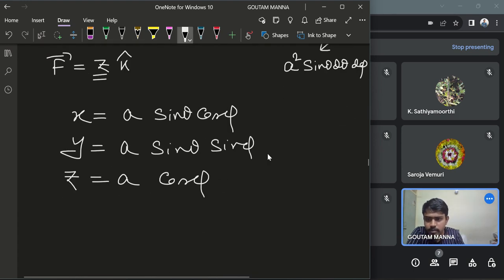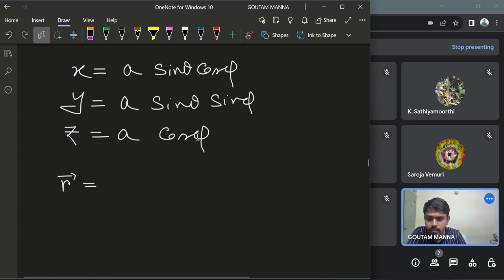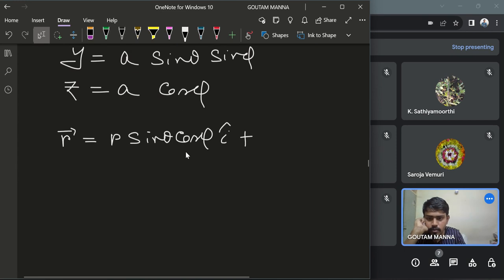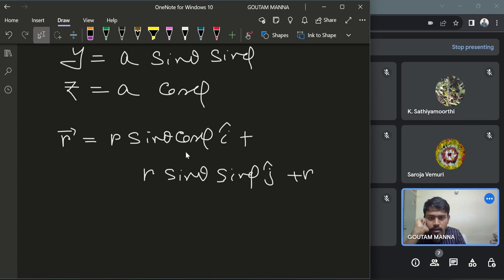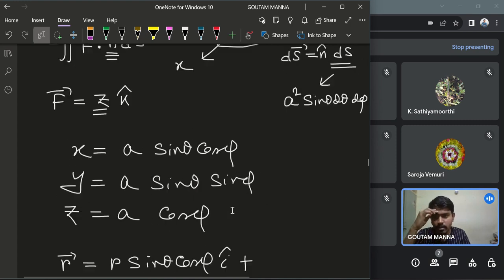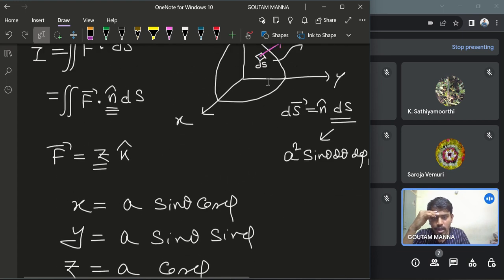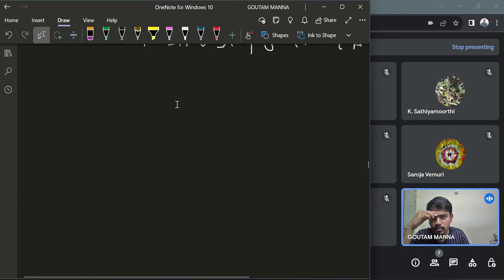Then the r vector will be, let me write it as r, r sine theta cos phi i cap plus r sine theta sine phi j cap plus r cos phi k cap. So this is the radius vector. If we are on this surface, then r is a, a constant. But if you want to go outside from the surface or inside, then r is a variable.